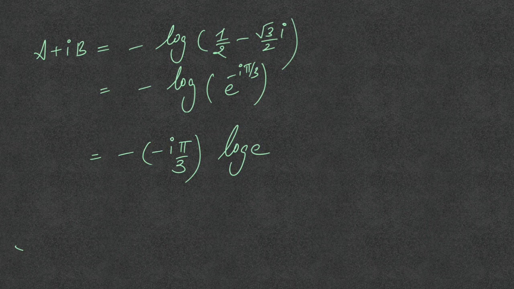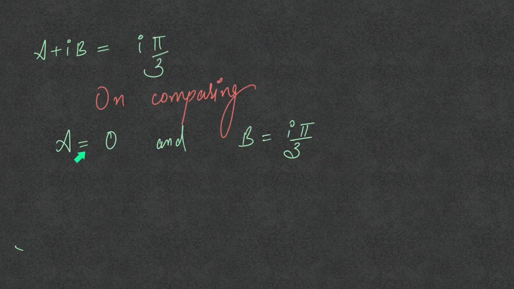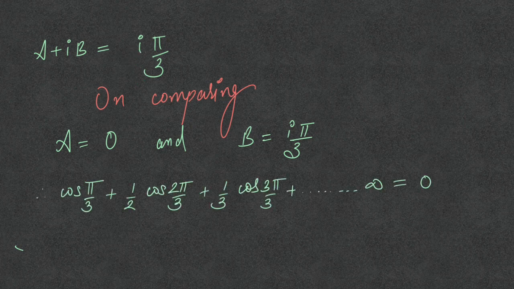Applying the property of log, because log x to the power m is m log x, so this is acting like a power. So iota pi by 3 is placed here and it will multiply with log e, and log e is equal to 1. So this becomes iota pi by 3. On comparing, A is equal to 0 and B is pi by 3, because B here is the imaginary part and pi by 3 is the imaginary part with the iota. Therefore, the expression becomes 0, and that's the final answer.